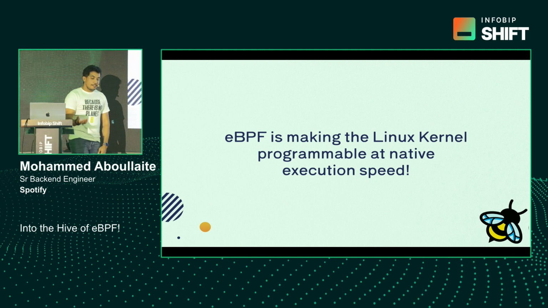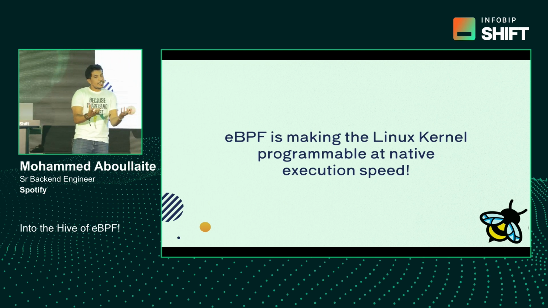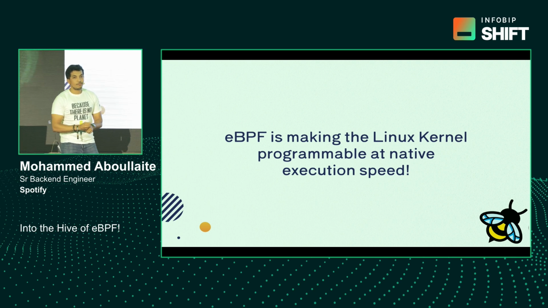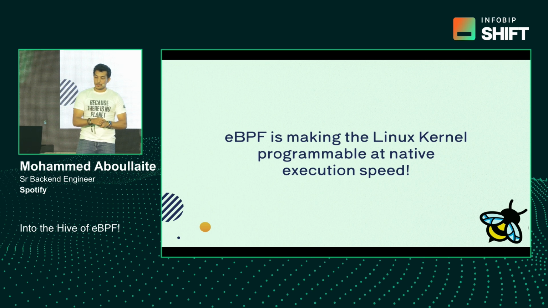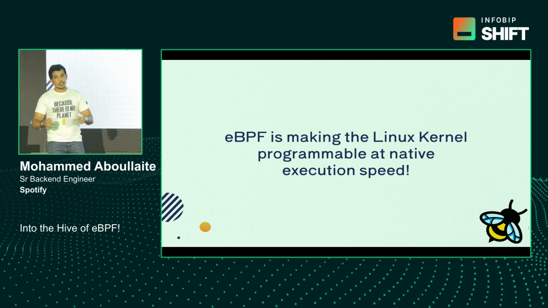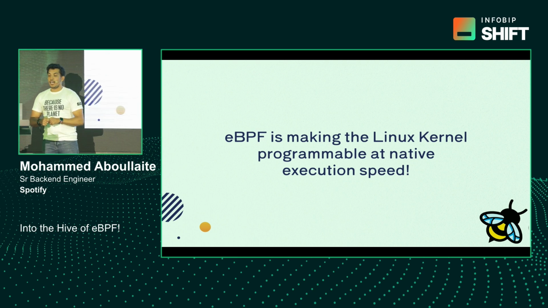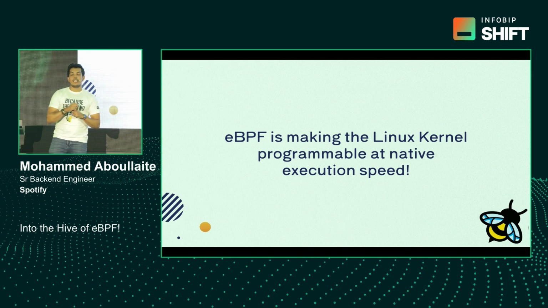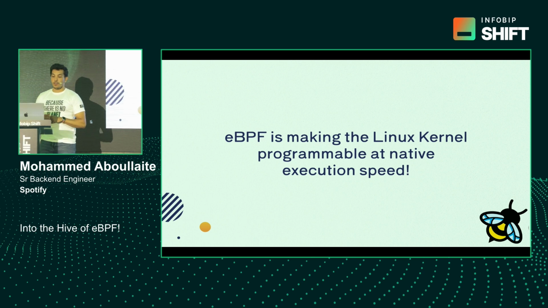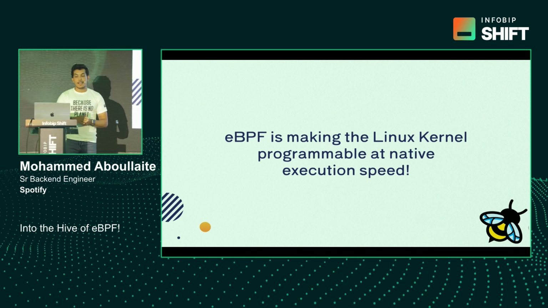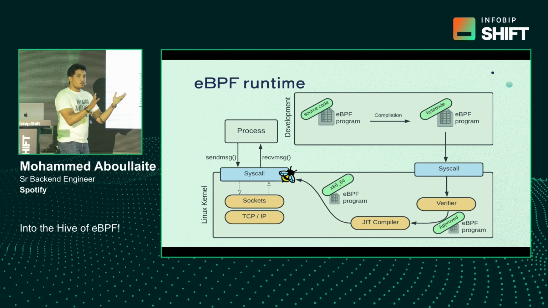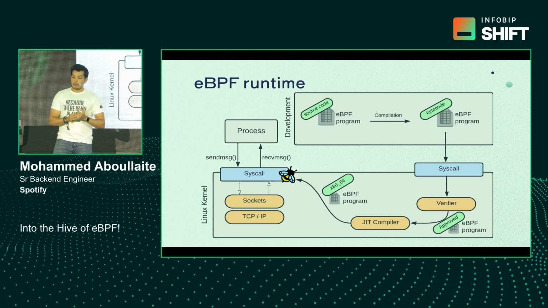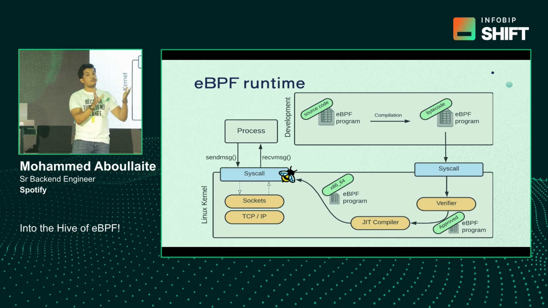So here comes eBPF. And the idea here is to make the Linux kernel somewhat programmable. And it ensures that the code that we wrote is loaded into the kernel with the same execution pattern and the same speed as if it was written from the get-go in the Linux kernel. How is that? So there are frameworks, libraries, whatever, that enable us to write eBPF programs.